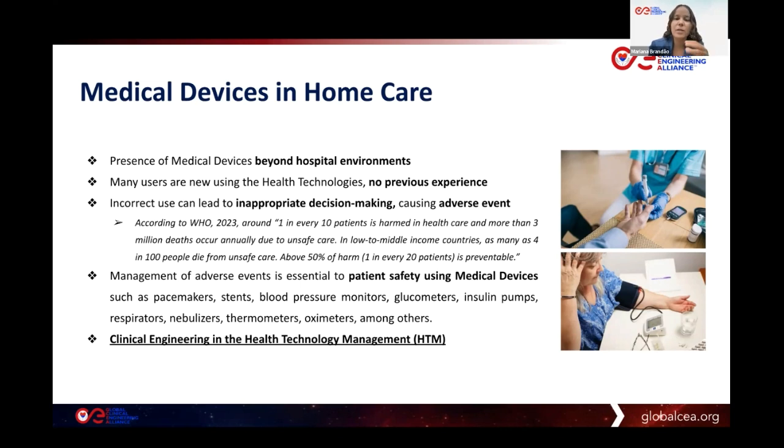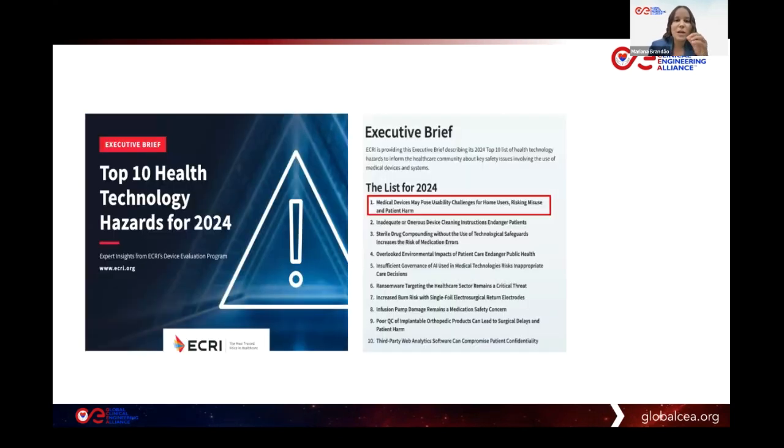And when we talk about the medical devices used in home care, we have many different types of medical devices. We have pacemakers, stents, blood pressure monitors, glucometers, insulin pumps, respirators, nebulizers, thermometers, oximeters, among others. In the clinical engineering area, it is really important to do health technology management, specifically also for the medical devices used in home care. So we have many different challenges when we talk about the medical devices used in home care.